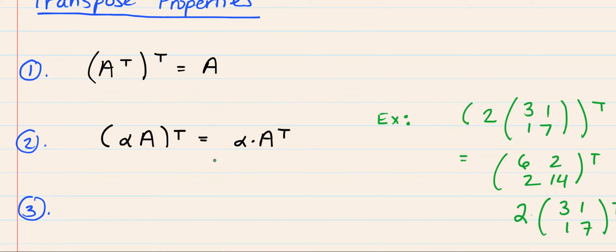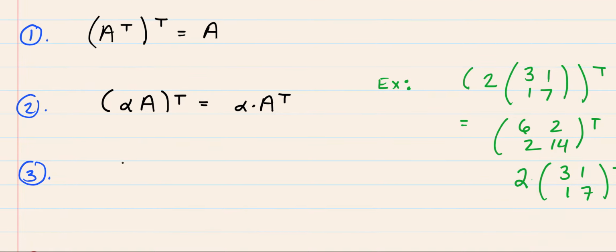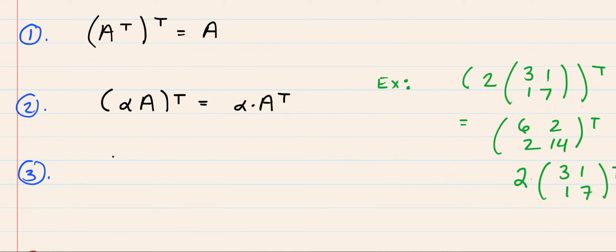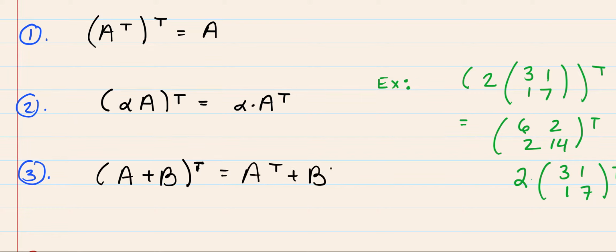Okay, the next property is that the transpose of the sum of 2 matrices is actually equal to the sum of the transposes of both of the matrices. So the transpose distributes when it comes to sums, okay? So it's like sending in this transpose to this A and this B.